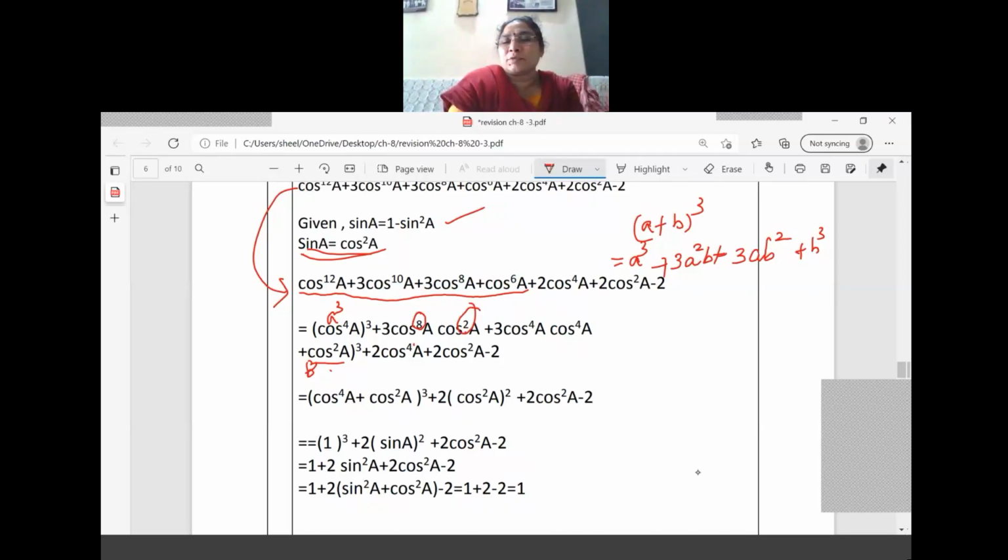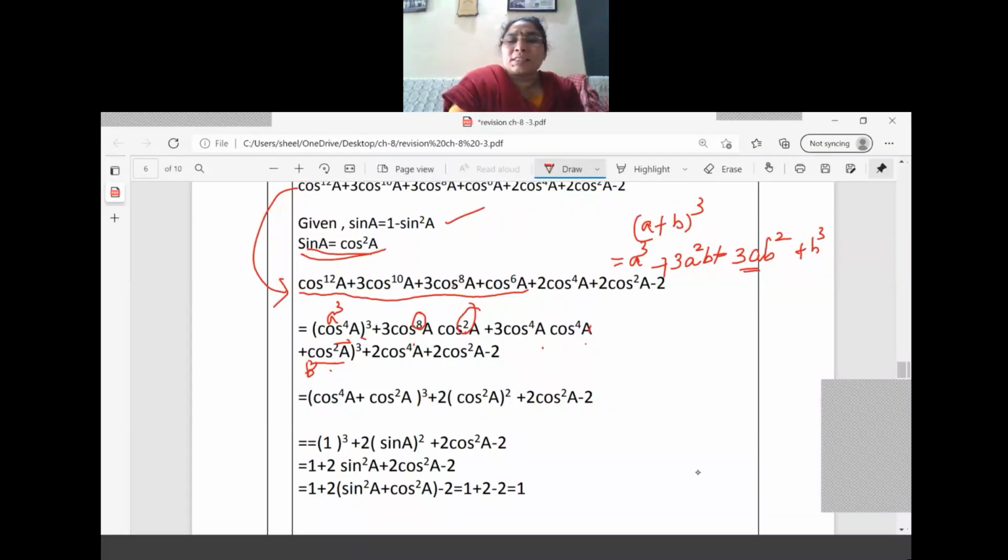Now what is the next term? You tell me. 3a should come. A means what? Already we decided a is cos raised to 4a. So 3 cos raised to 4a into cos raised to 4a. Then cross check, it is the sum of cos raised to 8a only. Now cos raised to 6a can be written as, already we told, cos square a whole cube only. Now the remaining two terms, no problem. 2 cos raised to 4a plus 2 cos square a minus 2 only.